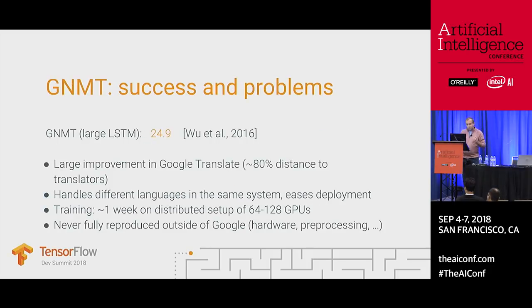We got the high BLEU scores. We reduced the distance to human translators. It turned out that one system can handle different languages and sometimes even multilingual translations. But there were problems. So one problem is the training time. It took about a week on a setup of 64 to 128 GPUs.